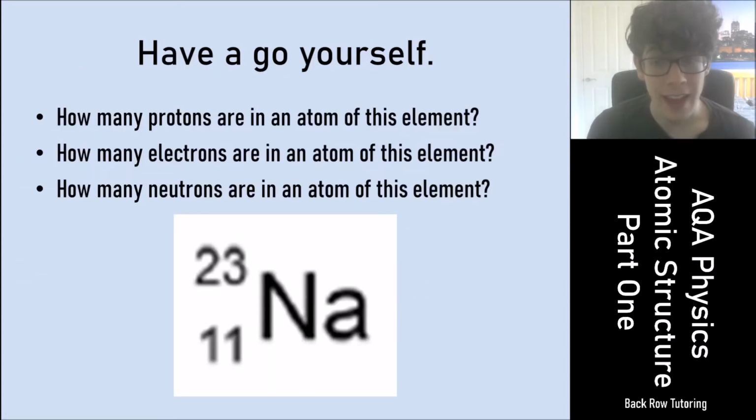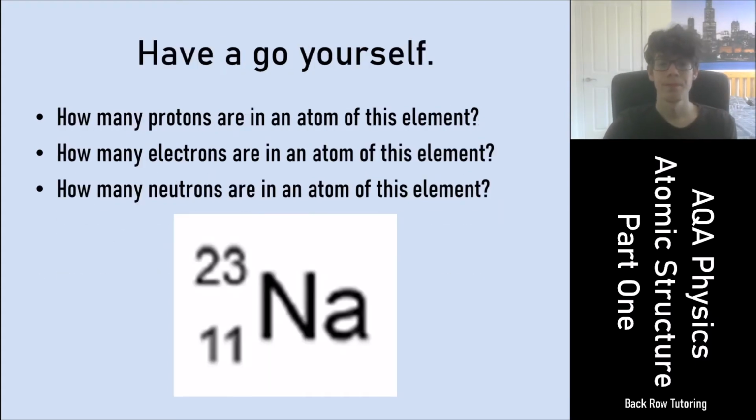How many protons are there in this atom of this element? Well, let's have a look at this element. There are 11 protons in this element because the smallest number here is 11, and that means there's 11 protons in this element. How many electrons are there in an atom of this element? Well, because there's 11 protons, it means there's 11 electrons, because remember, atoms don't have an overall charge. So if there's 11 protons, there must be 11 electrons.